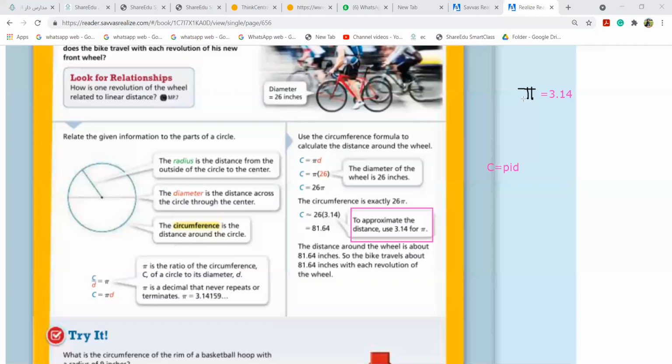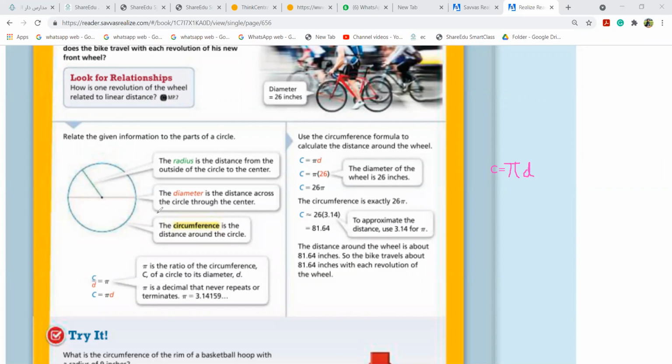Yes. Pi is 3.14. Now, the formula is C equals pi d. The formula of circumference is C equals pi d. Pi is written in this way, girls, with two lines and one atop. This is pi and d is the diameter. All right.